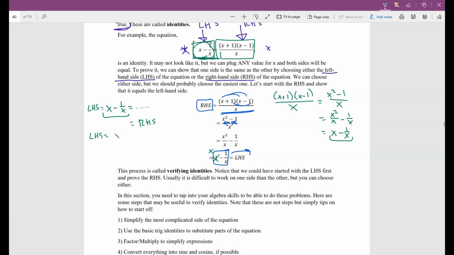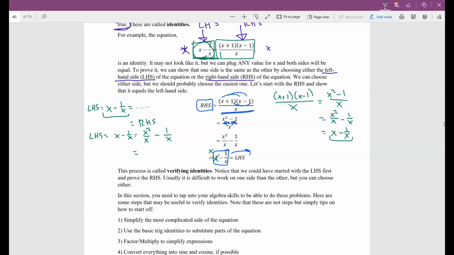So another way is that you can start with this guy and show that it equals the right-hand side. A way you can do that is to find the least common denominator here. Notice that this guy has an x, so this guy has to have another x. I'm going to put an x on the bottom, okay? And then I'm going to multiply the top one by an x, so that's going to give me x squared. So, just finding the least common denominator.